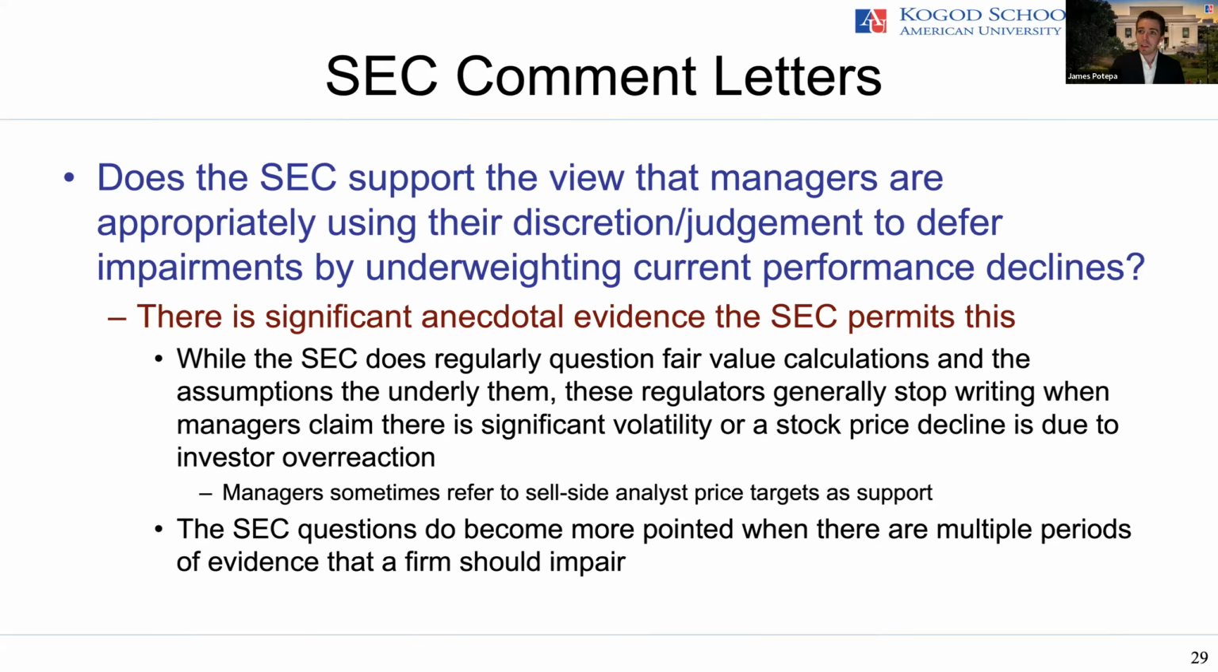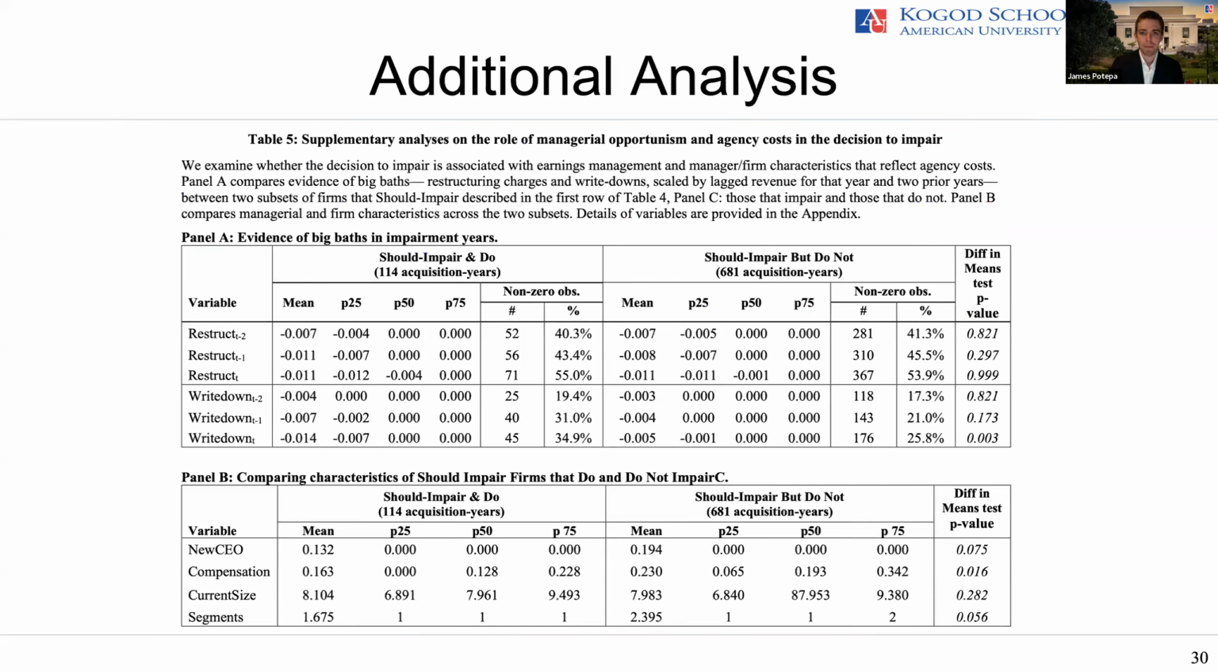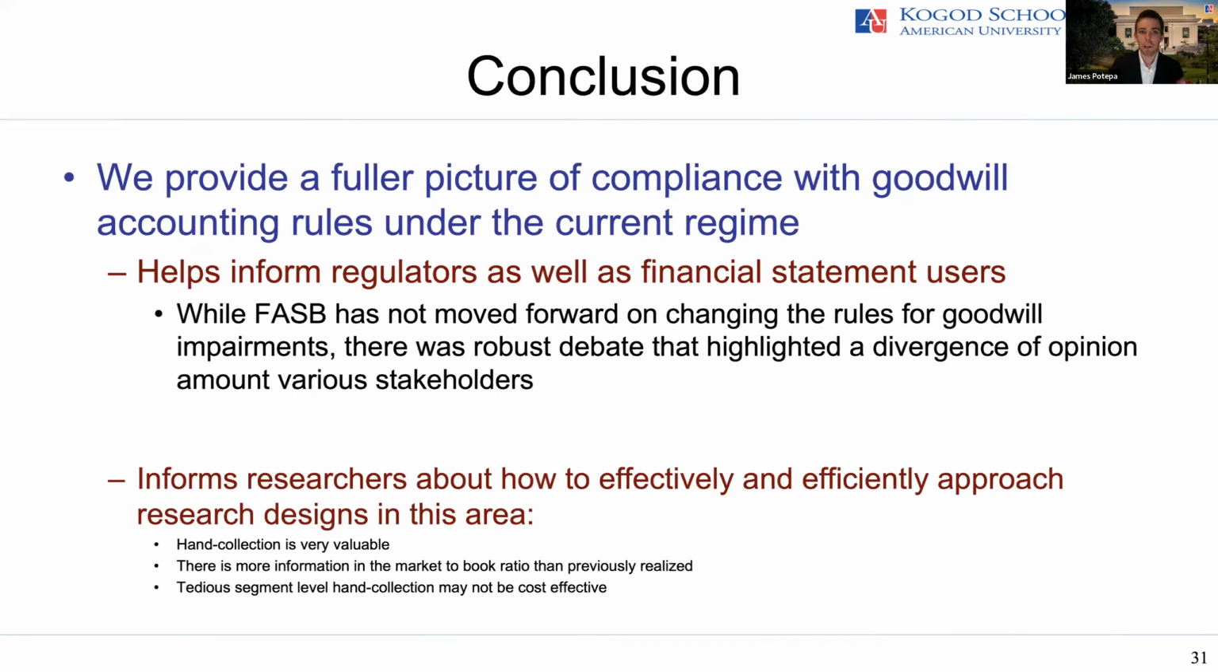Admittedly, the SEC questions do become a lot more pointed when there are multiple periods that a firm is in the should impair category and doesn't. So it does seem that the SEC doesn't give up. It only gives up if managers can make a good argument about volatility or a temporary stock price decline. I think I'm almost out of time, so let me go to my conclusion.